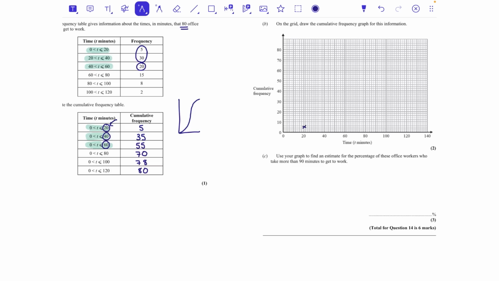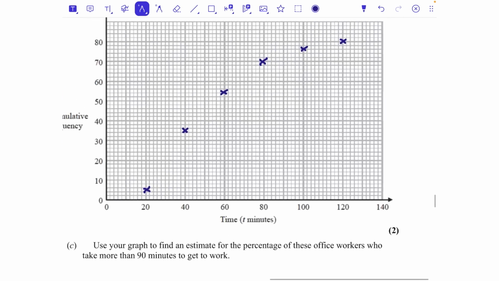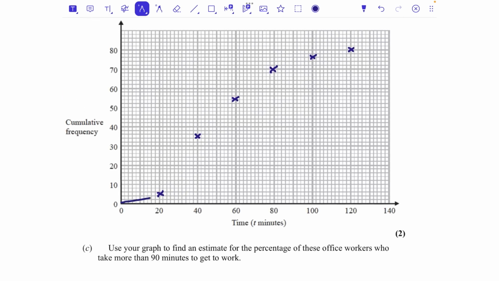This is a little bit small, but just to fit it all on one screen. Across to 40 and up to 35. Across to 60 and up to 55. Across to 80 and up to 70. Across to 100 and up to 78, and across to 120 and up to 80. And now we're just going to join them all up with a nice smooth curve. Don't judge me if this is a little bit off. I'm doing my best. There we go. So that's our cumulative frequency graph complete.